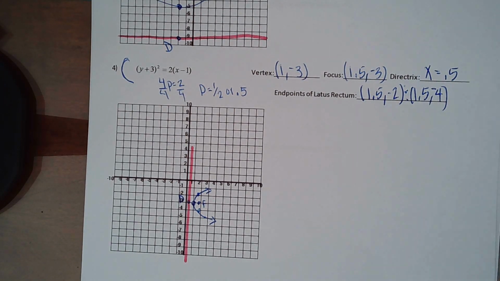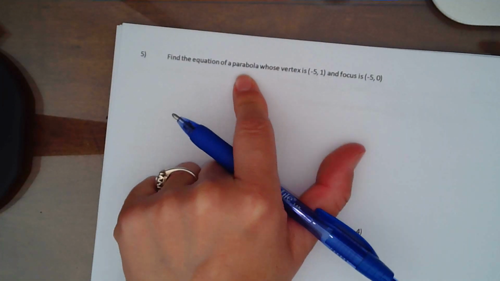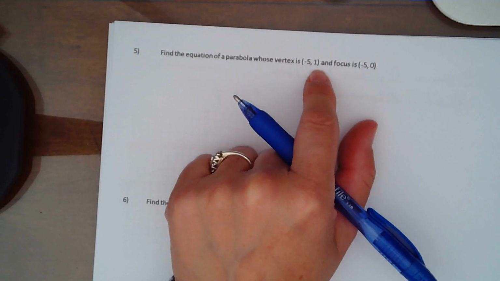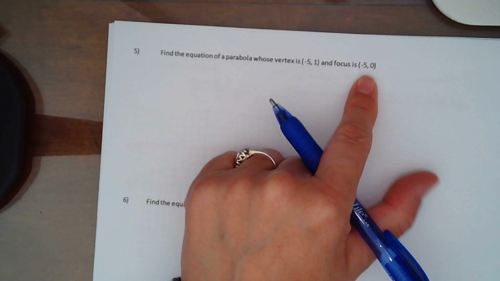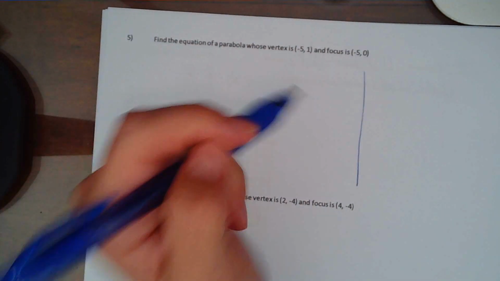Okie doke. The last couple questions, probably the hardest ones. Number 5. Oops, I forgot it's not front to back. My printer does not print that way. Okay, so find the equation of a parabola whose vertex is -5, 1, and whose focus is -5, 0. So my suggestion to you would be to plot that out.